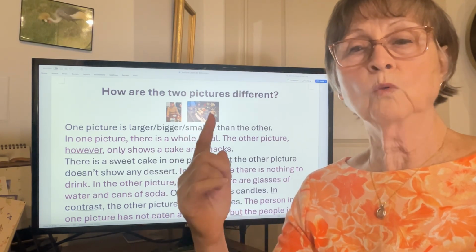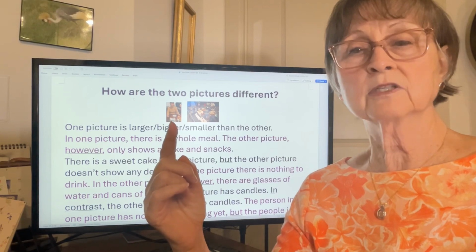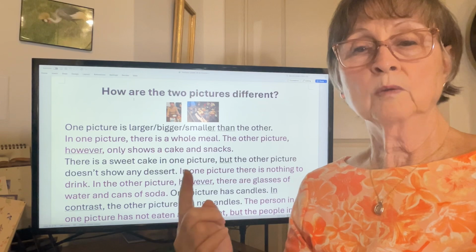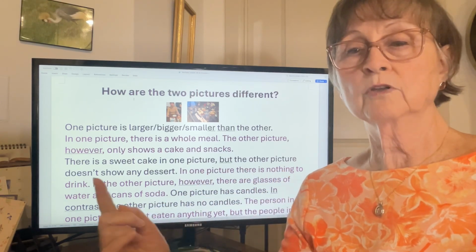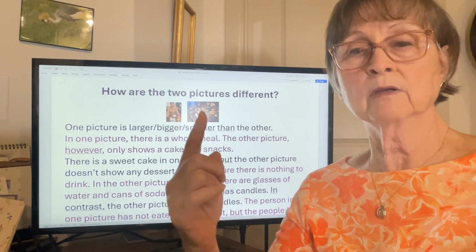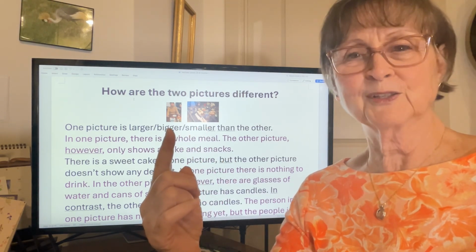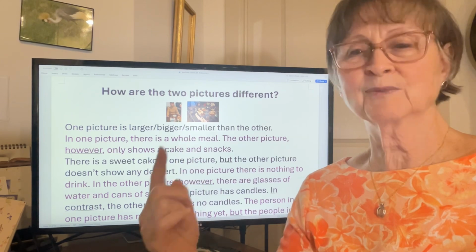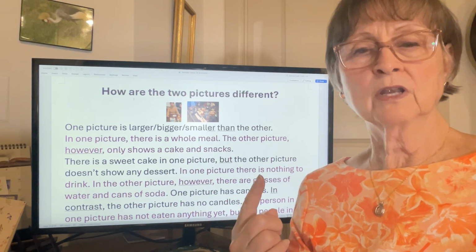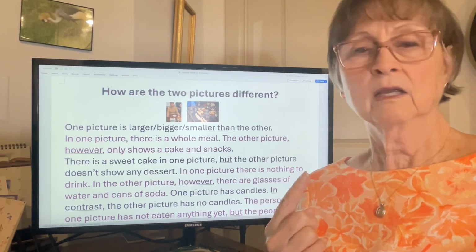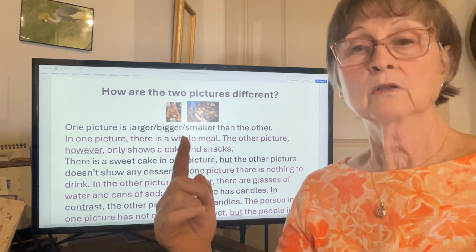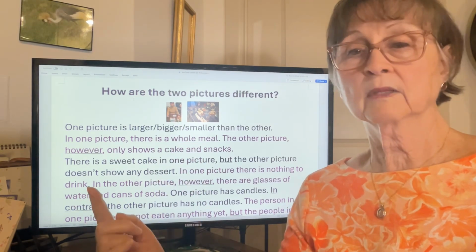This picture is a whole meal. This one is only a cake and snacks. There is a sweet cake in one picture, but the other picture doesn't show any dessert. There's no dessert here, but there's only dessert here and snacks, which are like dessert. In one picture, there is nothing to drink. There's nothing to drink in this picture.